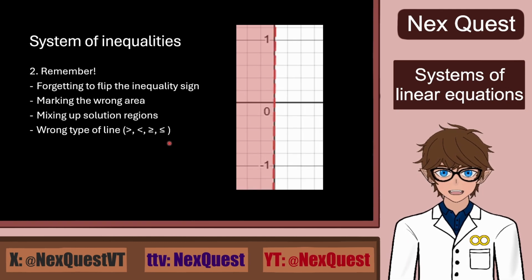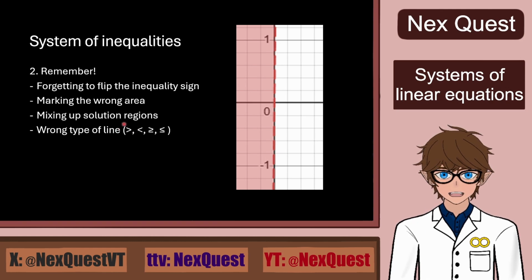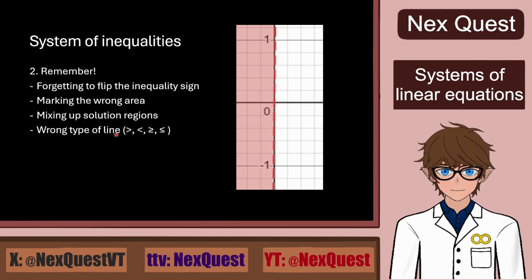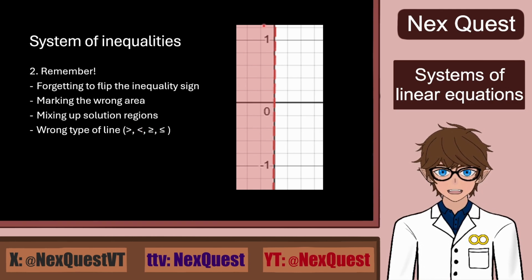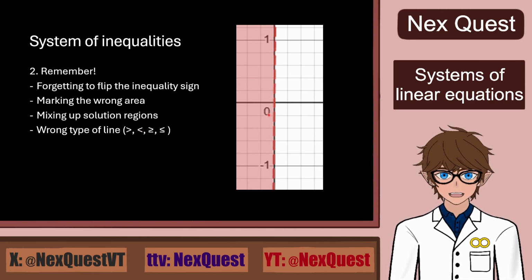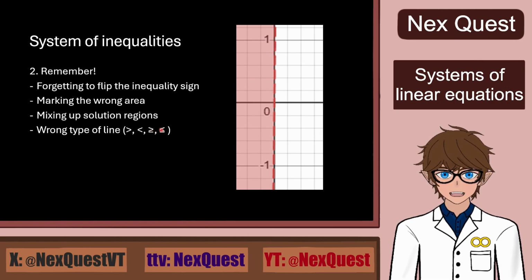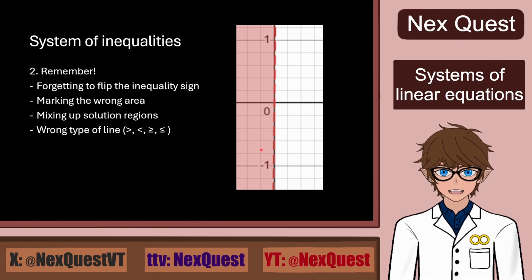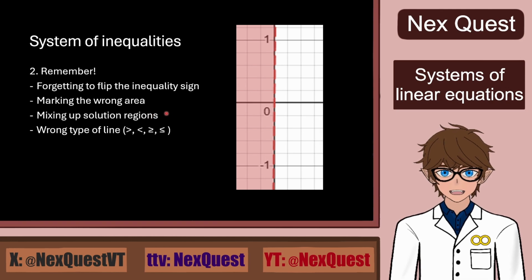Next up is using the wrong type of line. So you have to be careful when using these symbols. Strictly greater than or less than means that you have to use the dashed or the dotted line, depending on what your teachers taught you. But when you have greater than or equal to, or less than or equal to, you have to use the full line, like with equations. So these are the important rules you have to follow when solving linear inequalities.